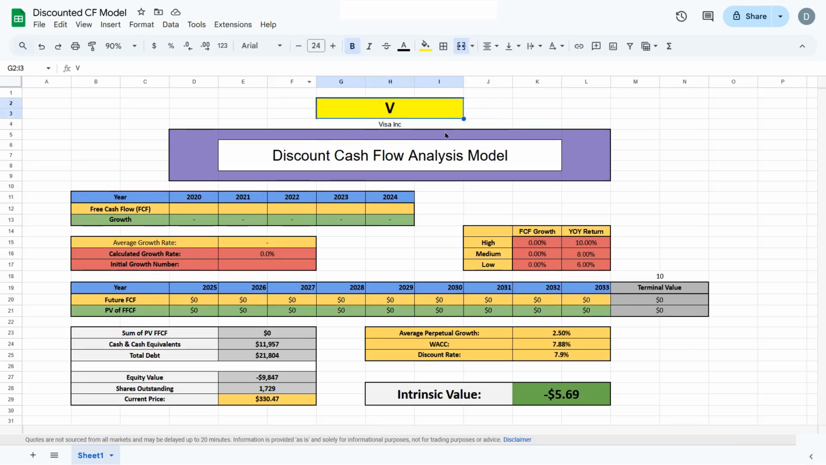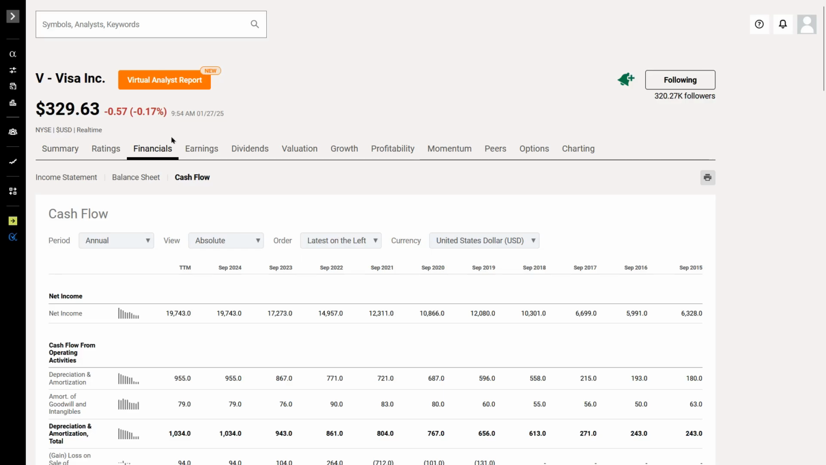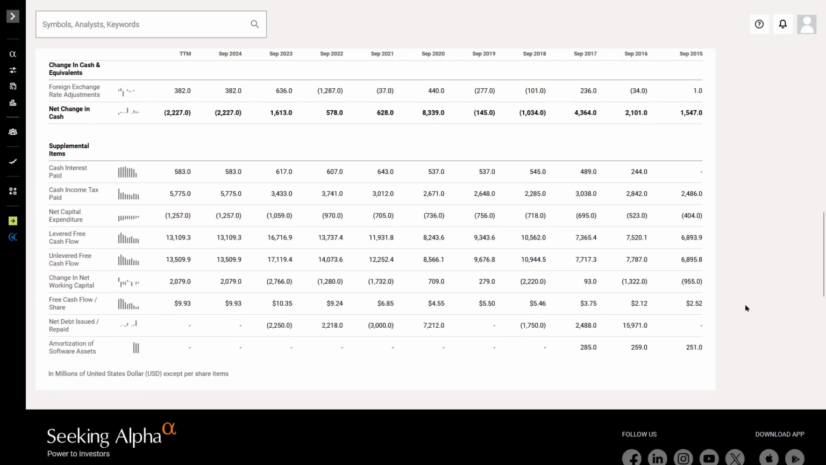What we will do here is value Visa based on their future free cash flow, so the free cash flow they will generate in the next 8 years plus. And by doing this, we will calculate the company's intrinsic value. So first, we will plug in the free cash flow over the past 5 years. You can do this by going to Seeking Alpha, moving to Financials, Cash Flow, and scrolling all the way down and taking the unlevered free cash flow from 2020 to 2024. I do have Seeking Alpha Premium, but with a free account you will be able to see the financials up to 2020, so that is all good.